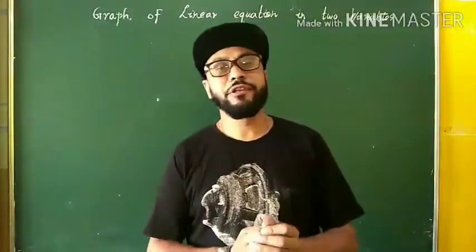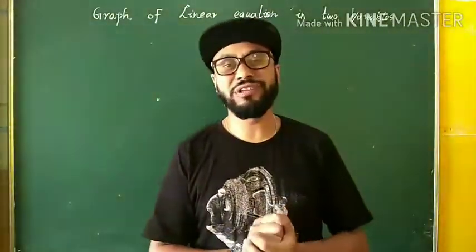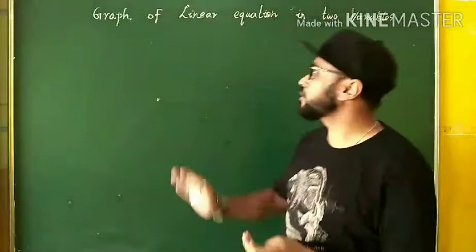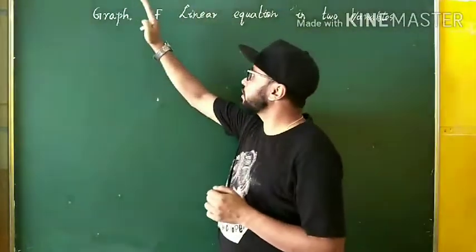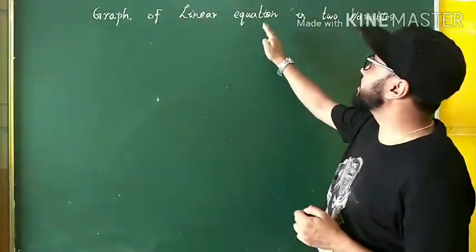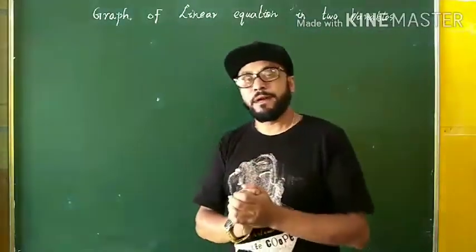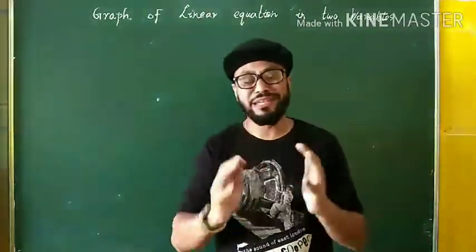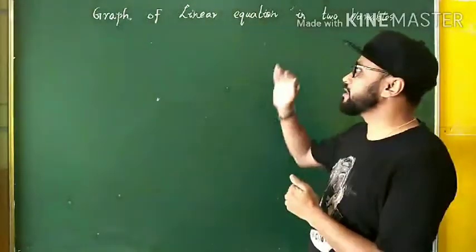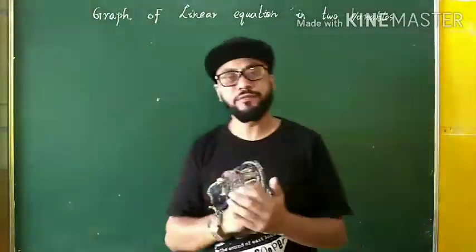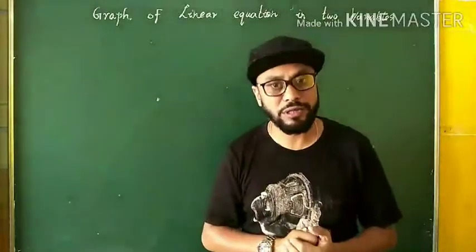Hello guys, this is the third video on coordinate geometry, and today we're going to be focusing on the topic that is called graph of linear equation in two variables. Now before we start, let us first discuss the meaning of the terms that are involved in this particular chapter, so that it will be easy for you to understand the whole exercise.